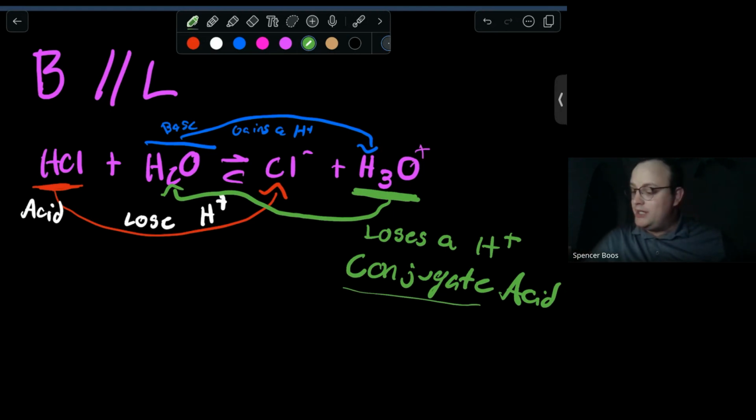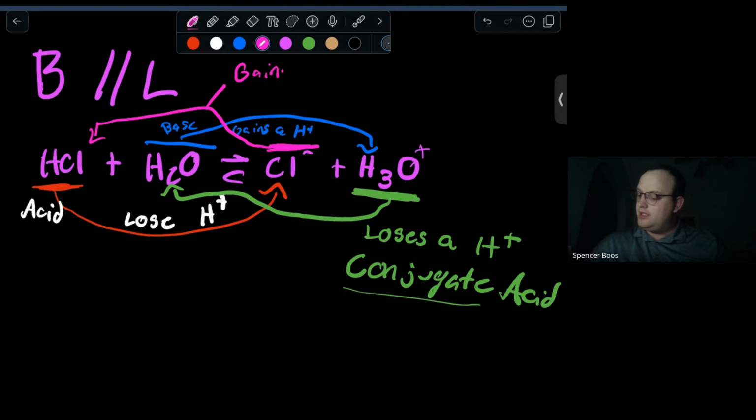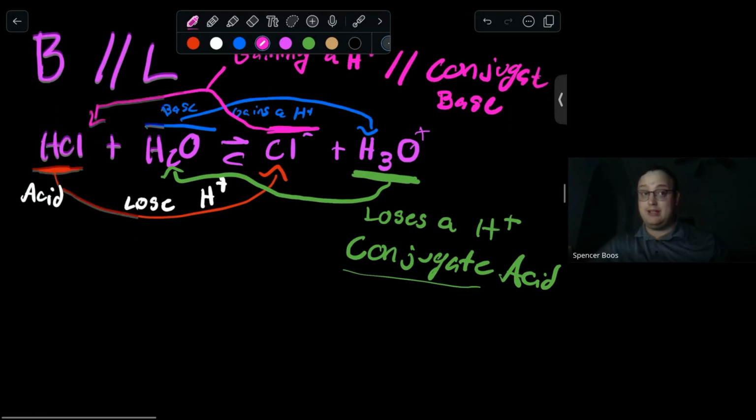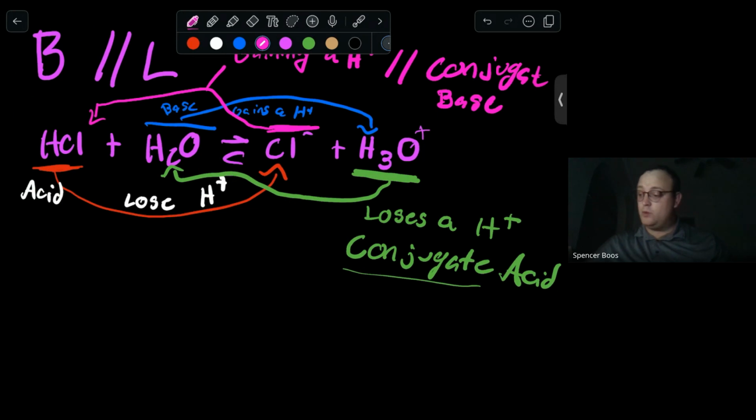So if we look at this chlorine, we'll use bright pink, and we compare it to our HCl, it is gaining a hydrogen ion, so that makes it a conjugate base. And we're done and dusted. That's all this is. All that fancy word conjugate means is it's going in the reverse direction. A good tip, a fantastic reminder.